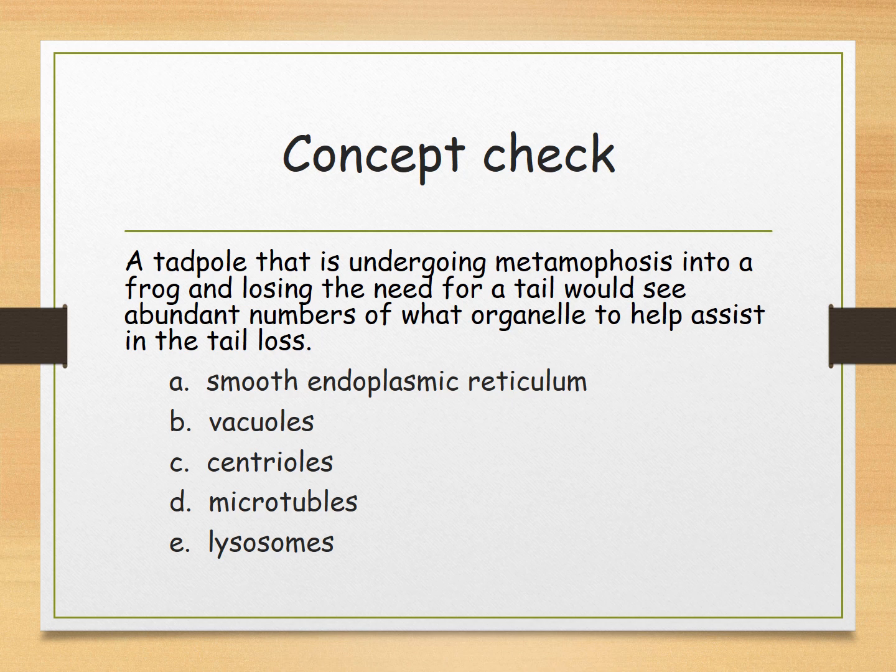A tadpole that's undergoing metamorphosis into a frog and losing the need for a tail would see abundant numbers of what organelle to help assist with the tail loss?